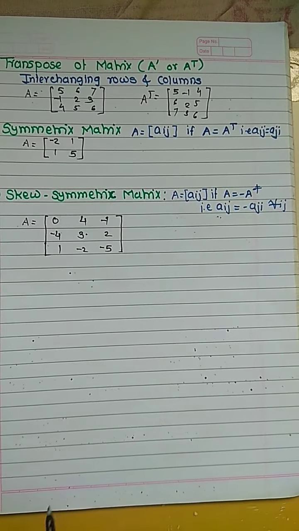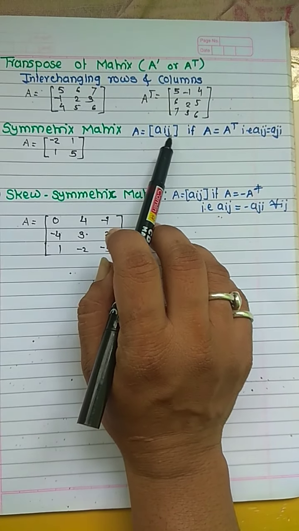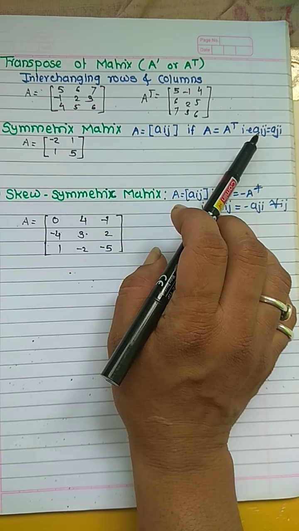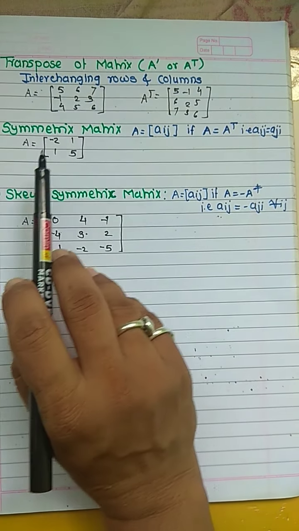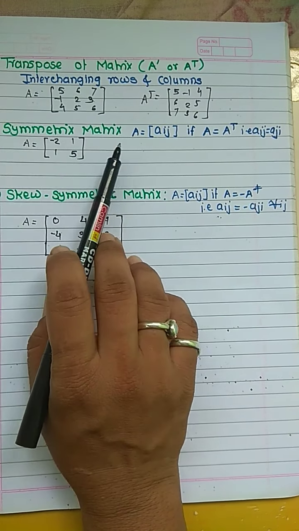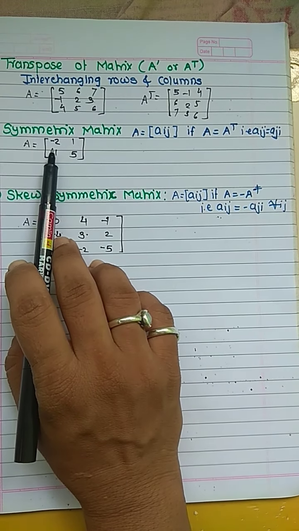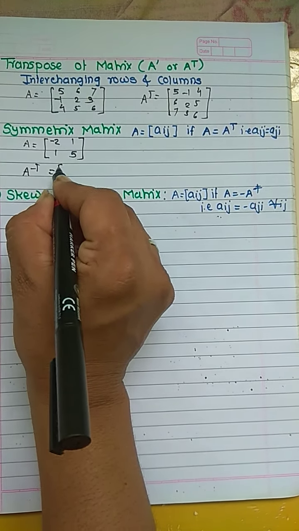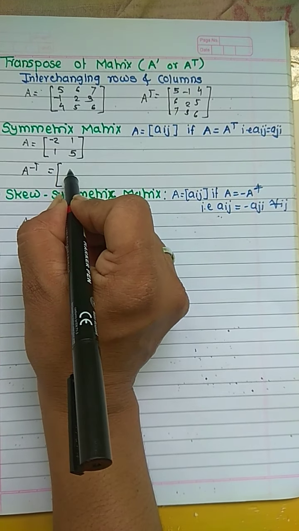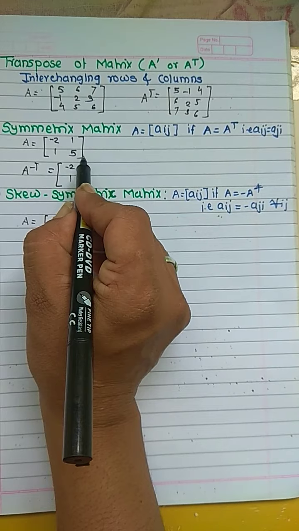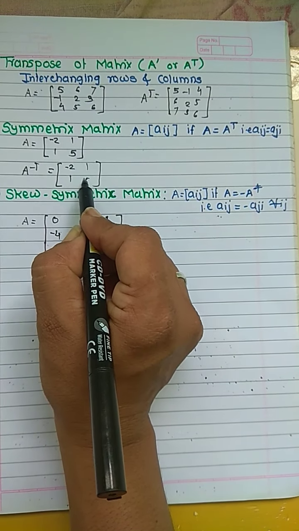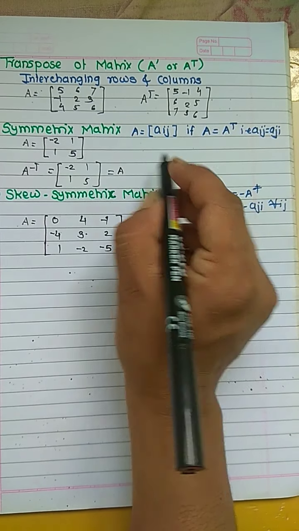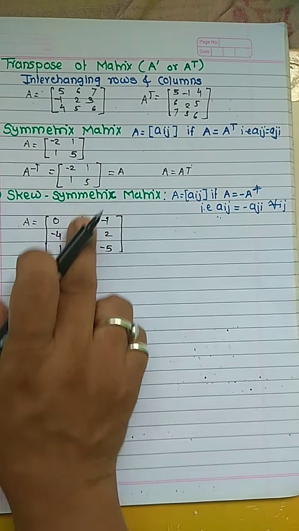Now, symmetric matrix. If a matrix A equal to small aij, if A equal to A transpose, that is elements aij equal to aji. Taking an example of a symmetric matrix, A contains elements minus 2, 1, 1, 5. Therefore, A transpose: first row elements minus 2, 1 written in the first column, second row elements written in the second column. Therefore, this is nothing but A, that is A equal to A transpose. Therefore, A is called the symmetric matrix.